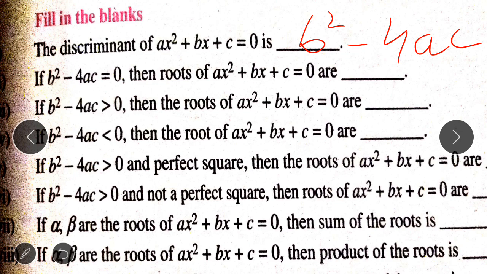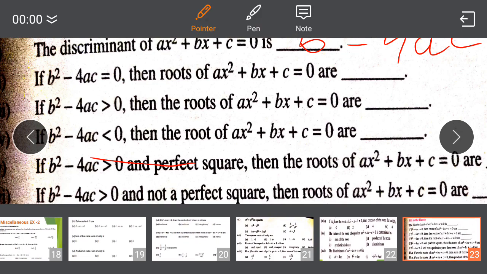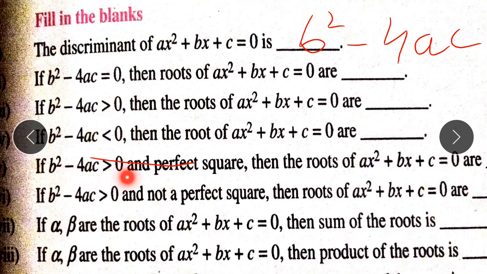If the discriminant is greater than 0, then the roots will be real. If the discriminant is less than 0, then the roots will be what? Imaginary. If the discriminant is greater than 0 and a perfect square, then the roots will be rational. If the discriminant is greater than 0 and not a perfect square, then the roots will be irrational.